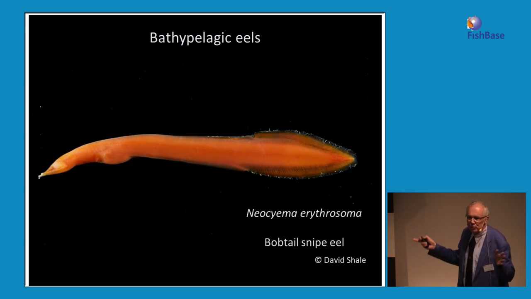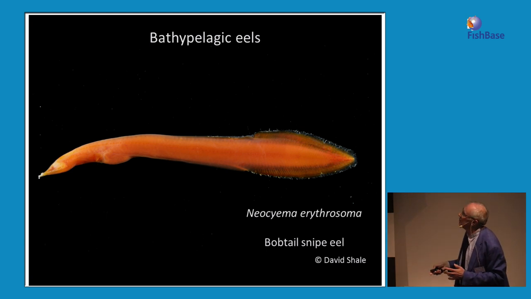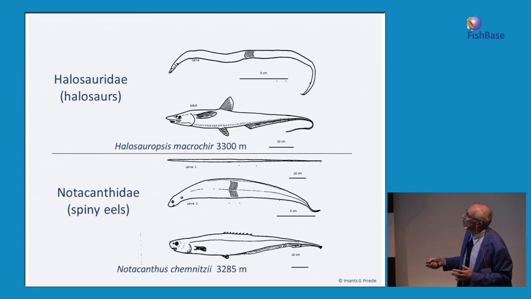And then some of them are short bodied. So you've got long bodied, short bodied, small mouth, big mouth, all adapted to surviving in the deep, in the mesopelagic and bathypelagic. Also, within the elopomorpha, we have the halosaurs, which have a leptocephalous larva, and also the spiny eels, which have a leptocephalous larva.